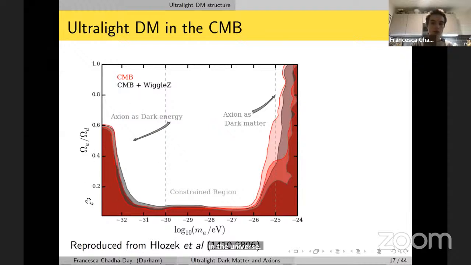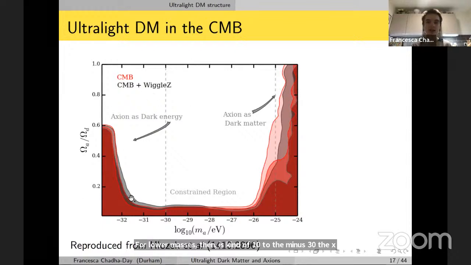For lower masses than this, around 10 to the minus 30, the axion actually wouldn't be dark matter. If this were an axion, it would be dark energy. This is going back to that harmonic oscillator picture. We would actually have something that was overdamped, so you wouldn't get oscillations, you'd just get a constant energy density. So these very low masses can't be dark matter at all. These higher masses are then completely allowed by the CMB. If the mass is greater than about 10 to the minus 25 electron volts, the CMB wouldn't really look much different between cold dark matter and ultralight dark matter.